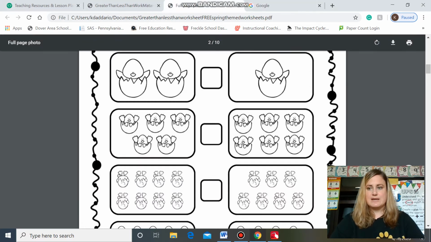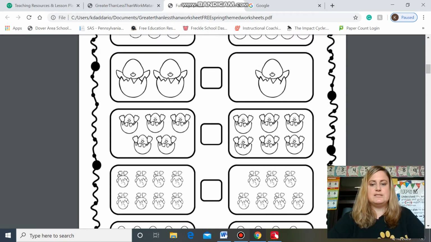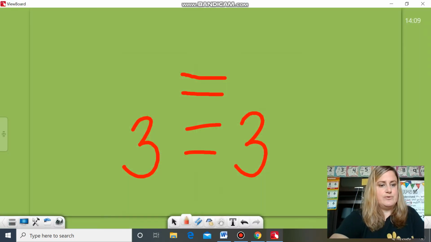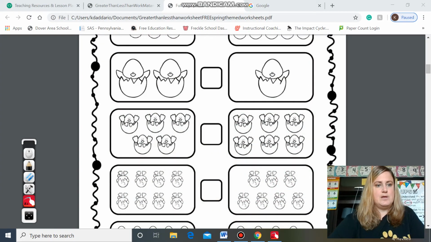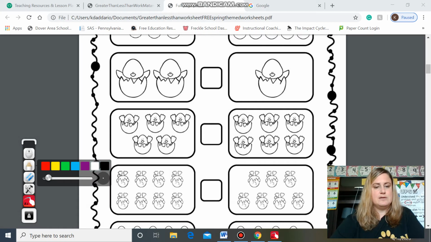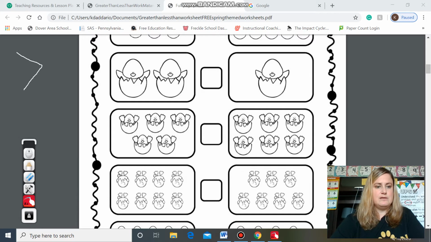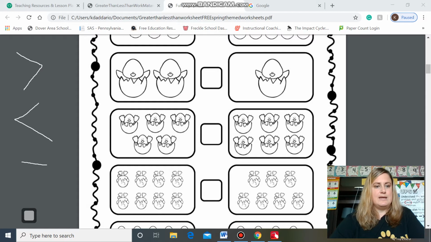So I have some practice here. I have some pictures of some chicks and their eggs. We're going to start with comparing amounts of objects using our signs. So if I get my screen back up here and get my pen, I'm going to write my signs on the side here. I have my greater than, I have my less than, and I have my equal to signs.